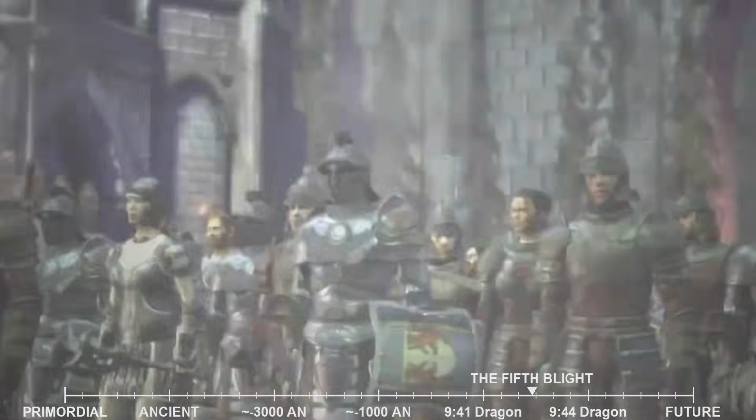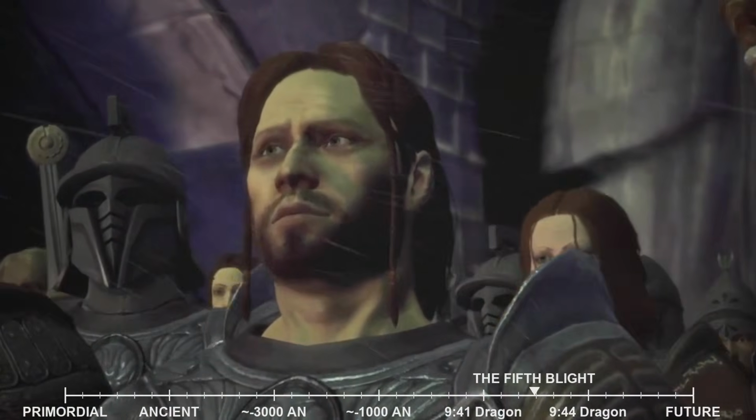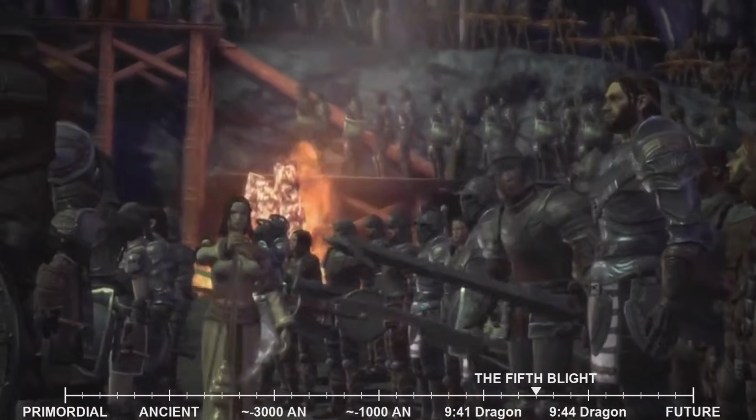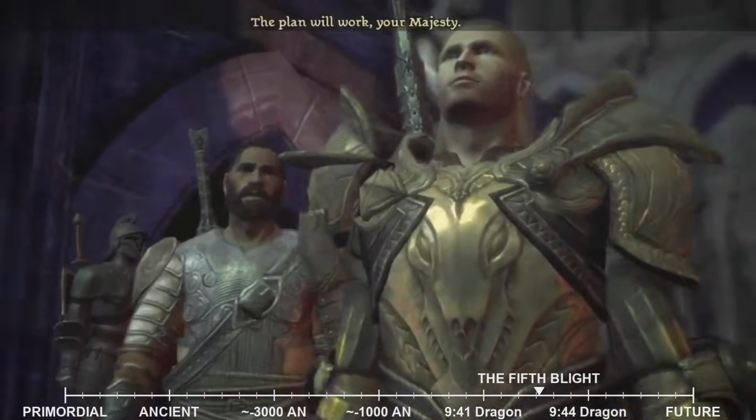Finally, the moment arrived. The Warden, leading the combined forces of Ferelden, the mages of the Circle, the skilled archers of the Dalish Elves, the formidable warriors of Orzammar, and the loyal soldiers of Ferelden, launched a desperate assault on Denerim.